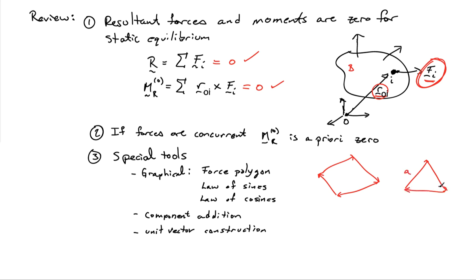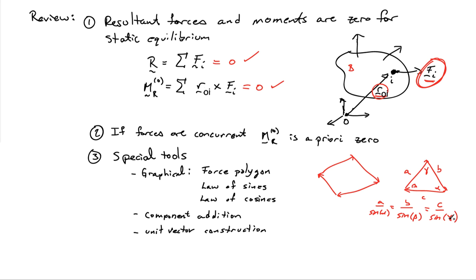Let's say A angle alpha, B angle beta, C angle gamma. Then you can use the law of sines, which says that A over sine alpha is equal to B over sine beta, which is equal to C over sine gamma. So that's a useful bit of geometry for solving problems.